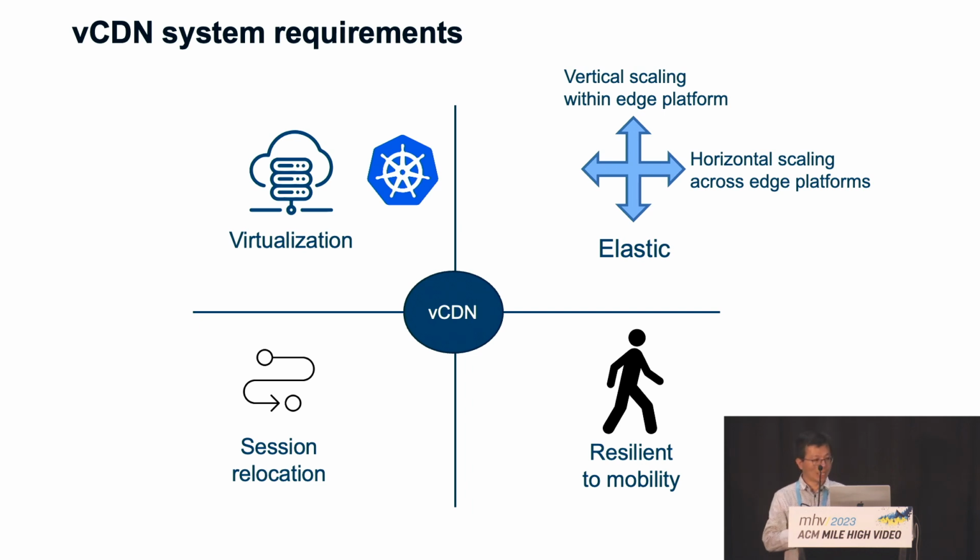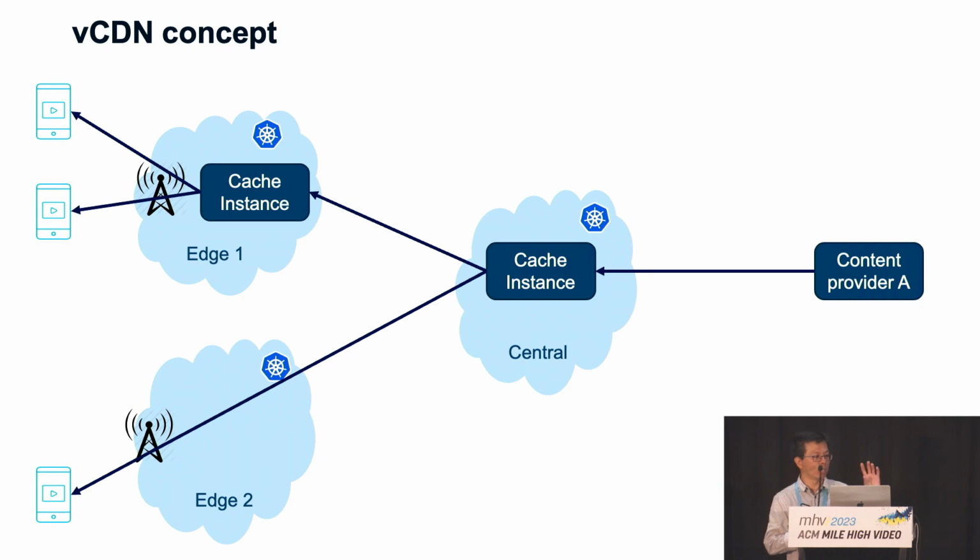So let's take a look at how the VCDN concept works. In this figure, on the top left, there are two mobile users watching the same content from content provider A. These two mobile users are enough to justify the deployment of a cache instance in the H1 location on the top. On the bottom left, there's only one mobile user, so it is streaming from the cache instance in the central. Later, one mobile user from H1 moved to the H2 location.